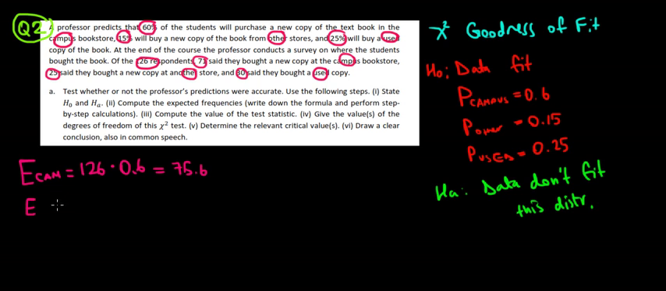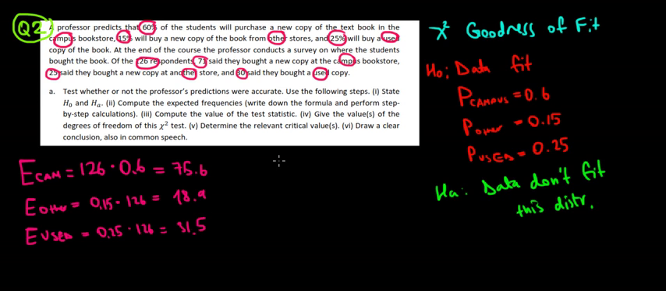Now, what would be the expected value for students that buy it from other stores? Let's write the percentage first because it's going to make more intuitive sense. That's 15% out of 126 observations, which is 18.9. Sorry, I didn't understand my own writing. And the expected value for those who buy used books would be 25% out of 126, which is equal to 31.5.